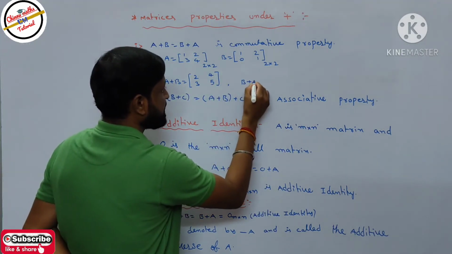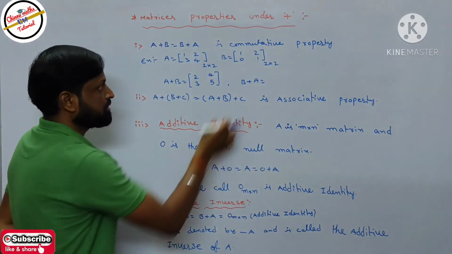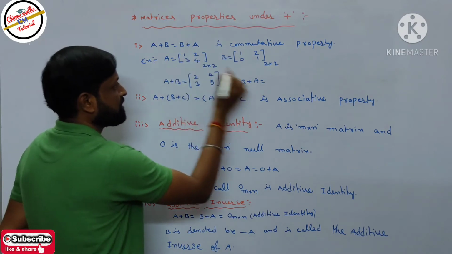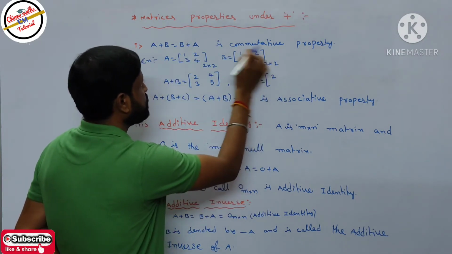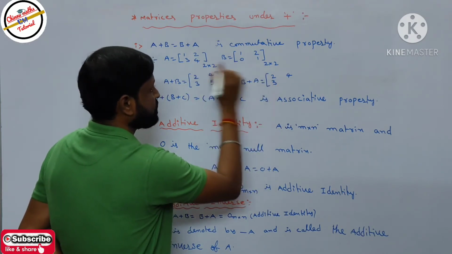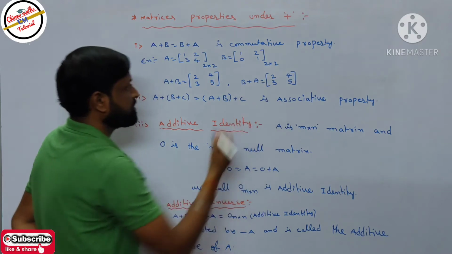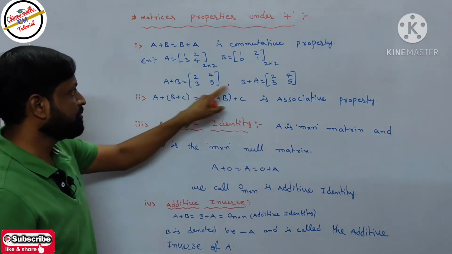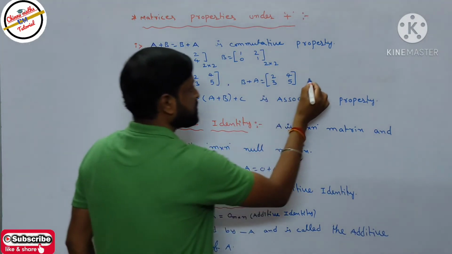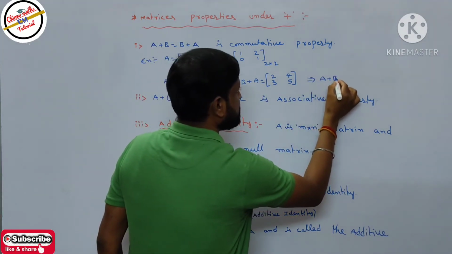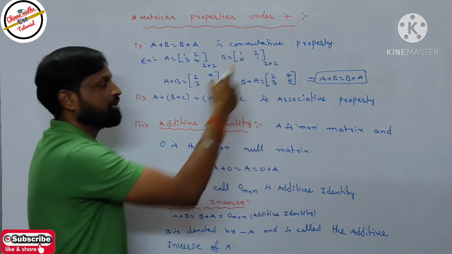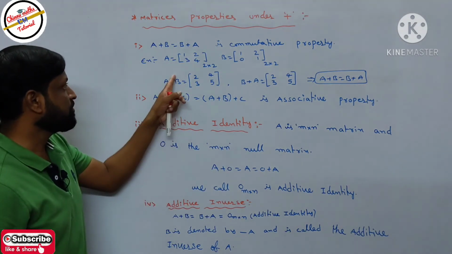Now add B plus A. Take the first matrix B, after that matrix A, and add the corresponding elements. 1 plus 1 is also 2, 2 plus 2 is 4, 0 plus 3 is 3, 1 plus 4 equals 5. What do we observe? The A plus B matrix and the B plus A matrix have equal elements. That means A plus B is equivalent to B plus A, so this condition is called the commutative property. This is an example for the commutative property.